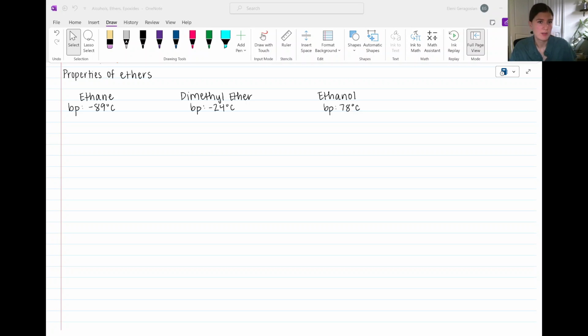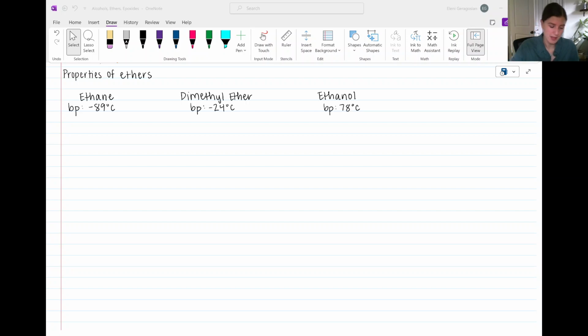Now let's talk about some properties of ether molecules. The first few examples that we'll look at are really related to the properties within the structure and how that explains the difference in boiling points. So I have three molecule names written here: ethane, dimethyl ether, and ethanol. Each one has a pretty different boiling point, a pretty significant change between these three.